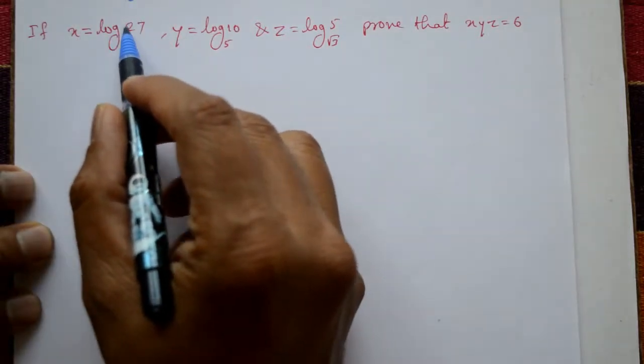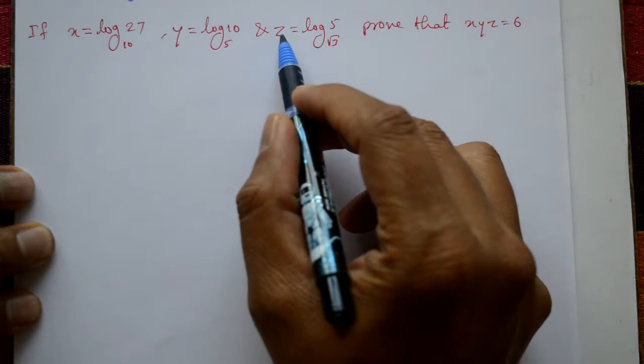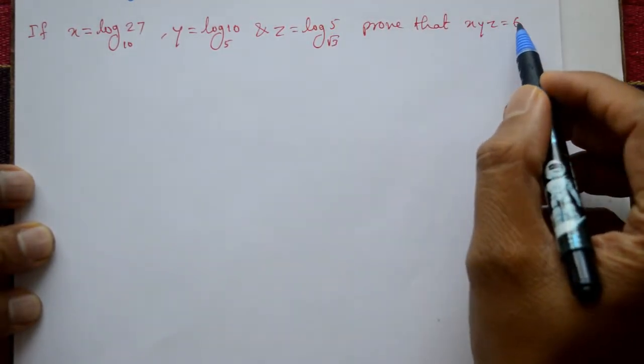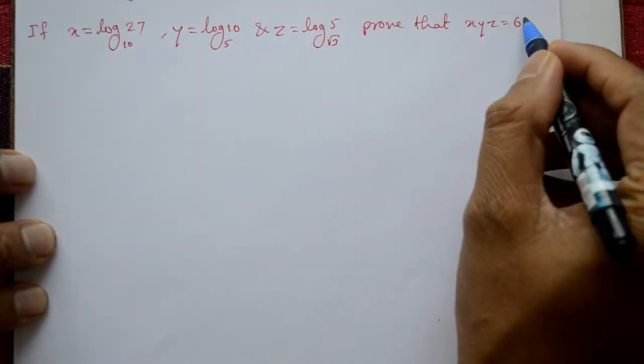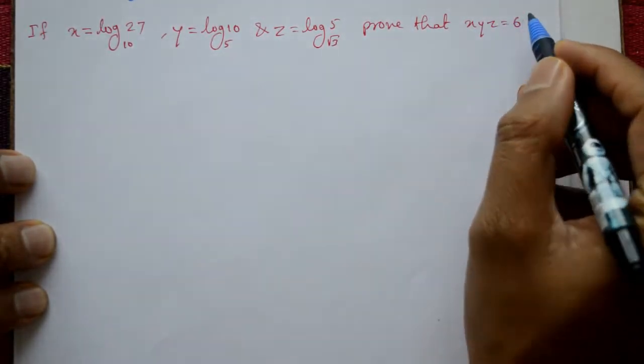If x is equal to log 27 to the base 10, y is equal to log 10 to the base 5, and z is equal to log 5 to the base root 3, prove that xyz is equal to 6. Okay, now take the left hand side.